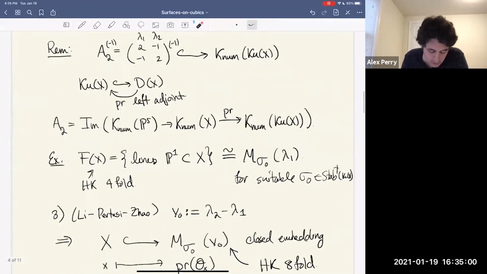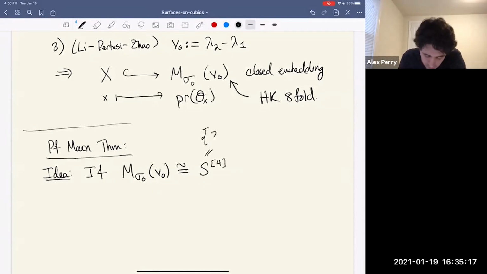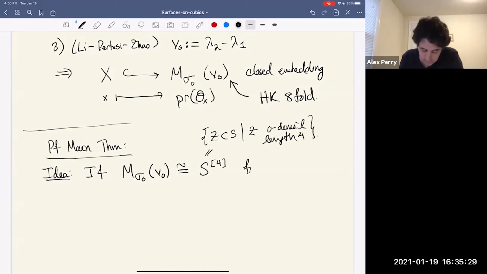And what I want to consider now is a very nice situation where this moduli space is actually isomorphic on the nose to a Hilbert scheme, not just deformation equivalent to one. So let's suppose that M was isomorphic to a Hilbert scheme of 4 points on a K3. So this is the Hilbert scheme, which by definition parameterizes 0-dimensional subschemes of length 4. So let's suppose it's isomorphic to a Hilbert scheme for a K3 surface S.